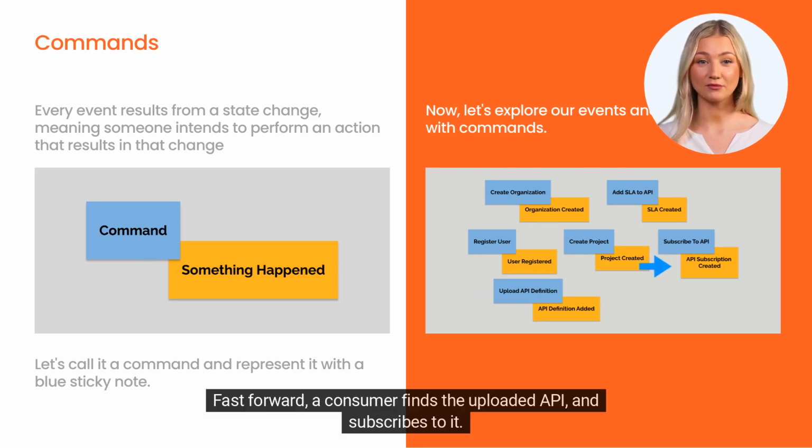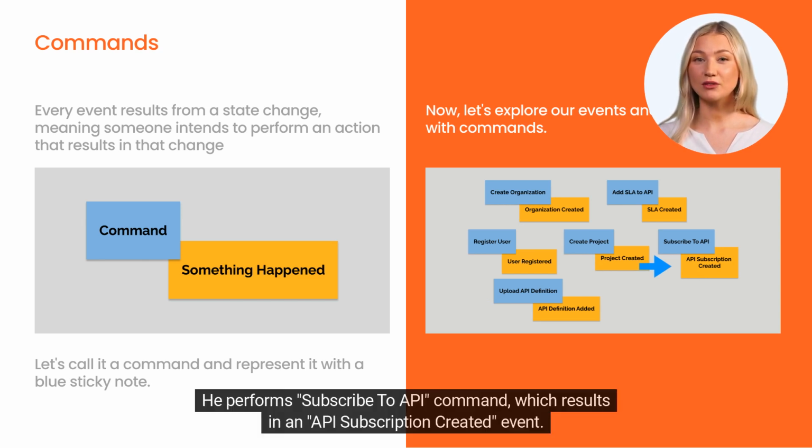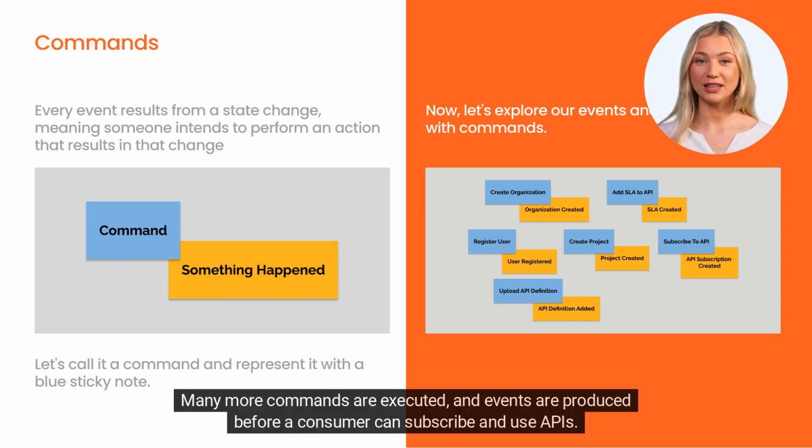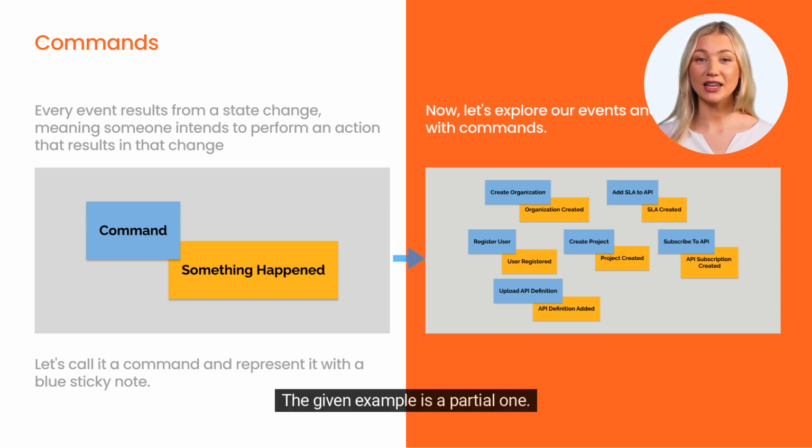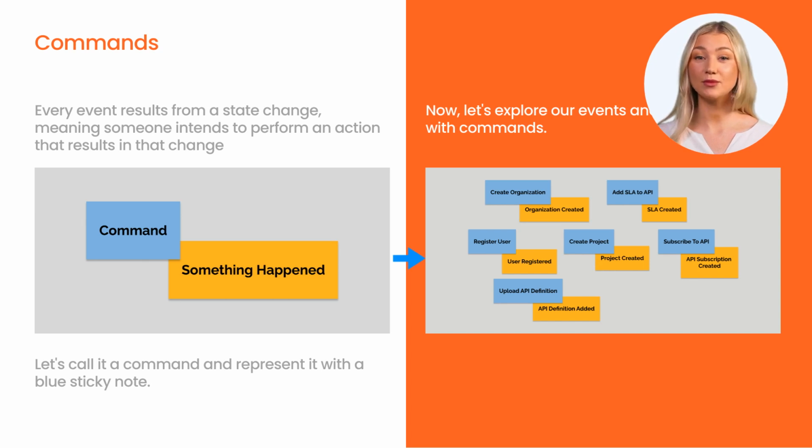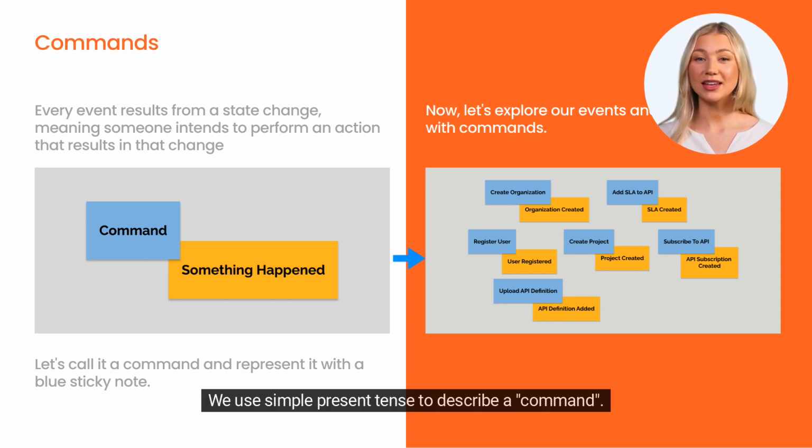Fast forward, a consumer finds the uploaded API and subscribes to it. He performs the subscribe to API command, which results in an API subscription created event. Many more commands are executed and events are produced before a consumer can subscribe and use the API. The given example is a partial one. We use simple present tense to describe a command.